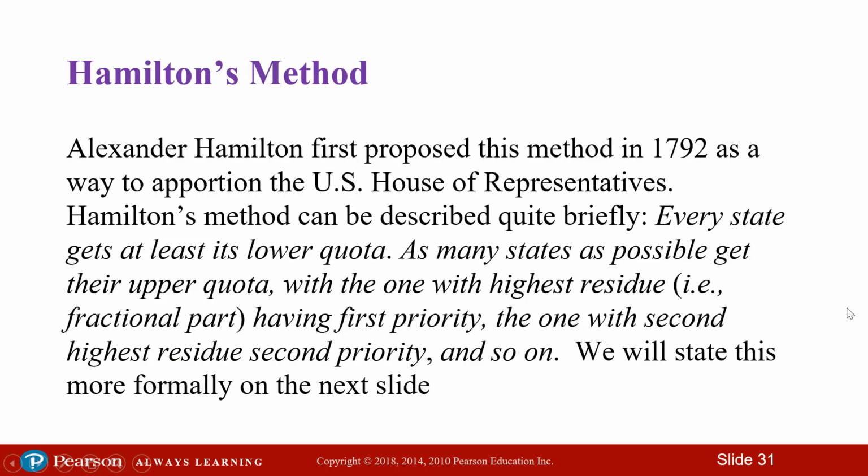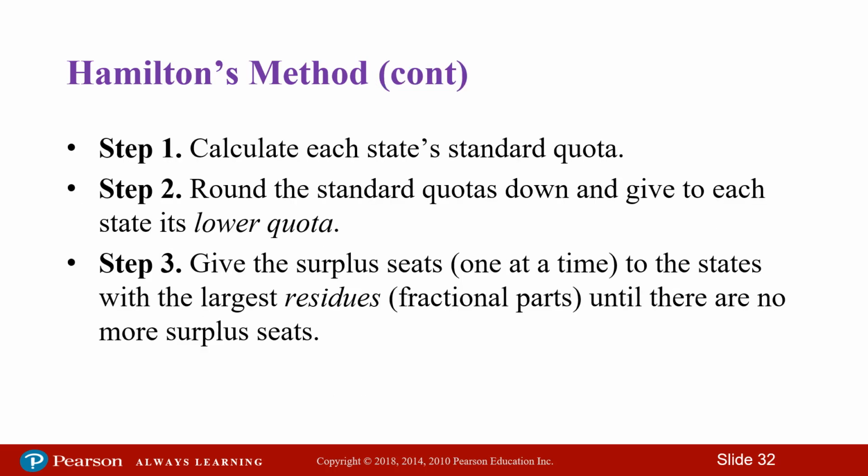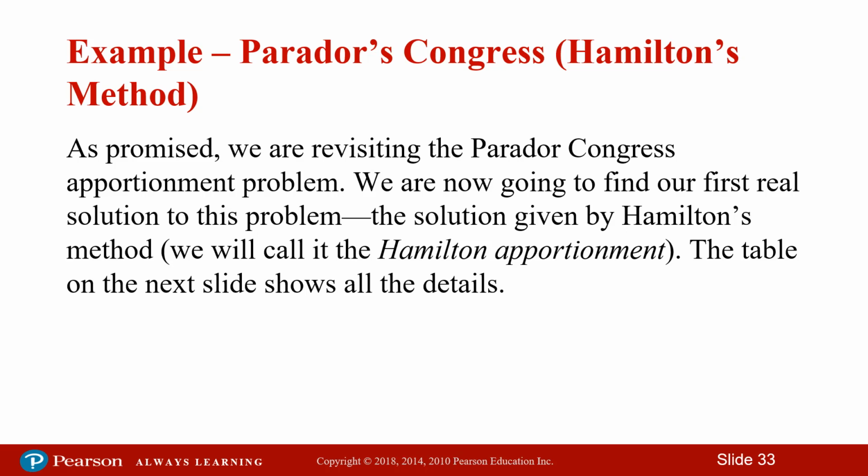Okay, so let's jam. Hamilton's method. Hamilton proposed a method in 1792 for the U.S. House of Representatives. Here's how it works. Every state gets at least their lower quota, so you round down from the numbers. Then you figure out what is left over, and the state with the highest decimal left over gets the next seat. The next highest one goes from there. Once we see some numbers I think it will be good.